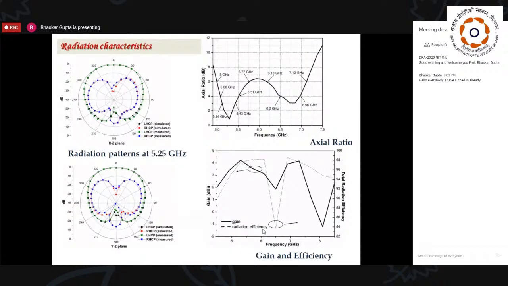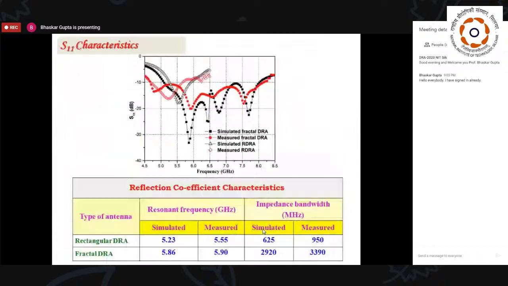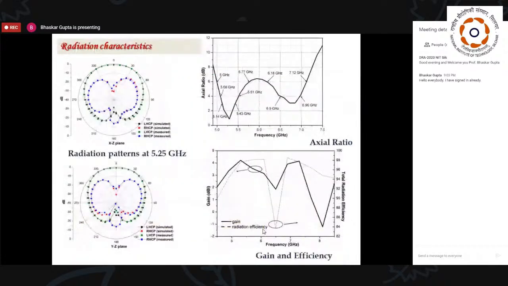So these are the radiation characteristics. And these are the plots for axial ratio, gain and efficiency. Look at the 3 dB axial ratio spectral wave. There, see axial ratio versus frequency. Of course, it is circularly polarized. We get here clearly the circular polarization bands, along with the plots for gain and efficiency.